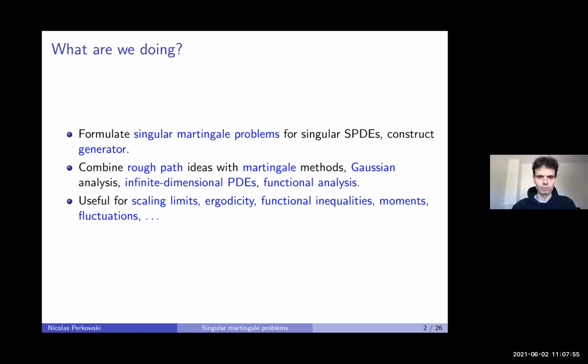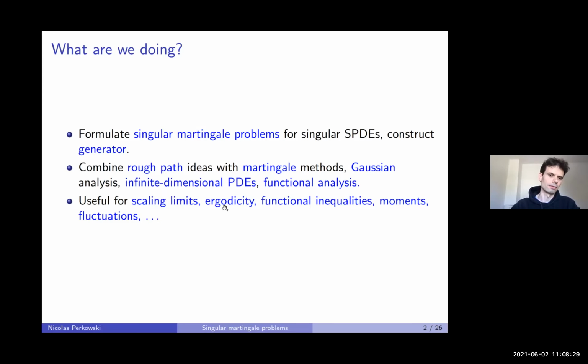I've been working on this for a few years because you can combine many different aspects of math in there. We need some rough path ideas, regularity structure type ideas, but the techniques are not really there, but the ideas from that field, we combine that with Martingale methods, Gaussian analysis, infinite dimensional analysis, and more recently, there's also a lot of functional analysis coming in. And this kind of theories are useful, and this is why they were invented, for proving scaling limits.